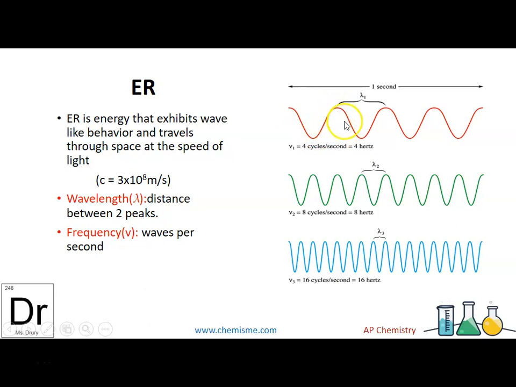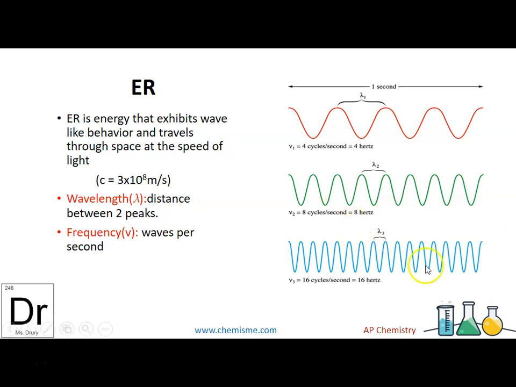Every time it goes up and down is considered a cycle. This red color is going through 4 cycles up and down. We call that 4 cycles per second, or 4 hertz. So it's however you want to think of your unit. In the second example, the green color is going up and down 8 cycles per second, or 8 hertz. That is your frequency of how many times it goes up and down.